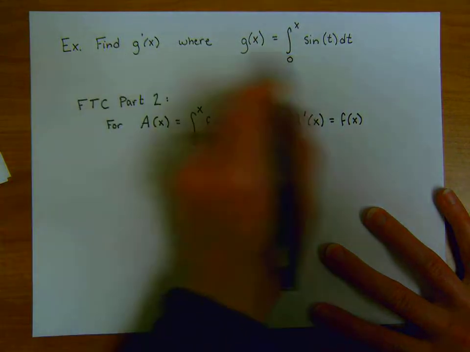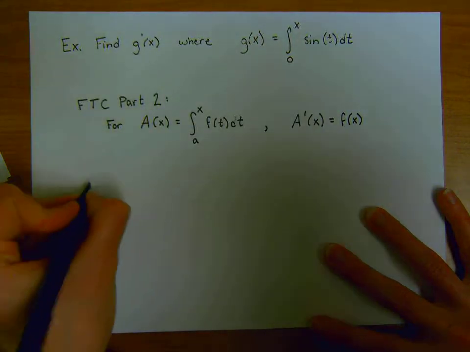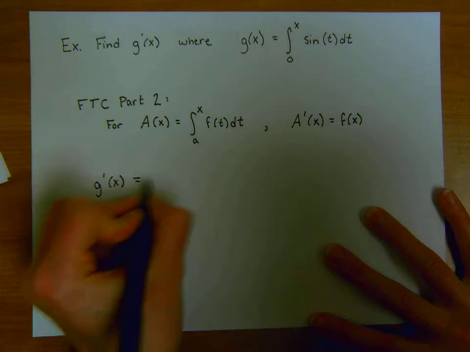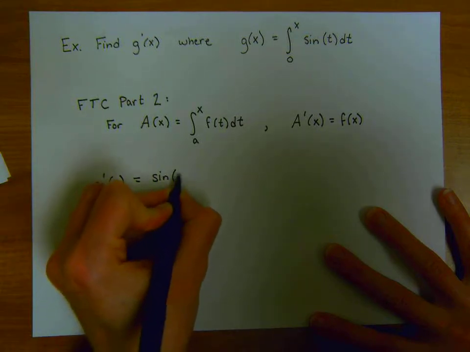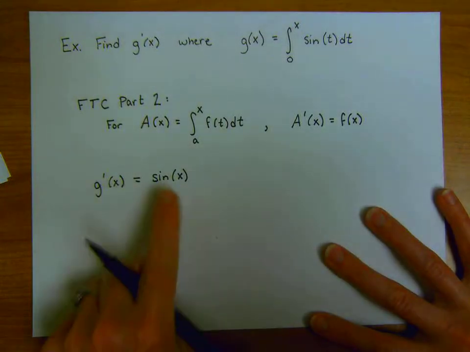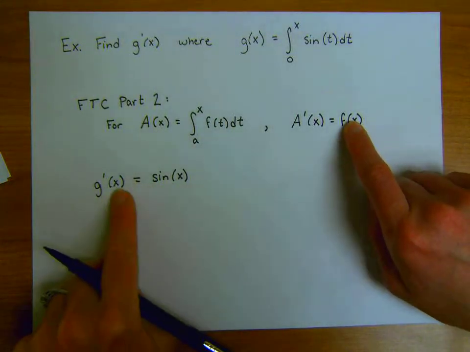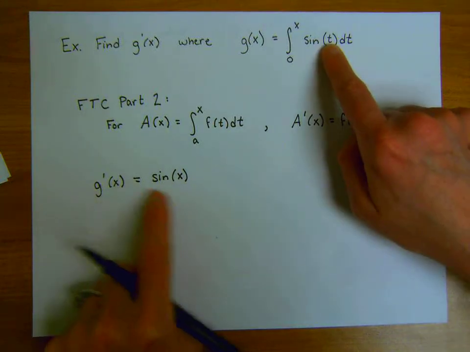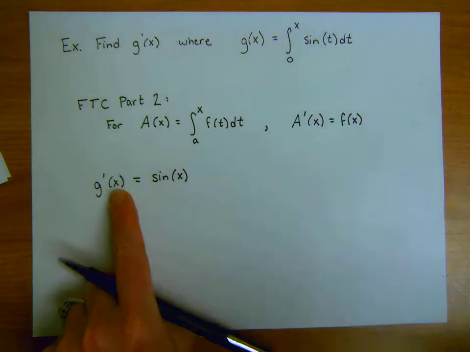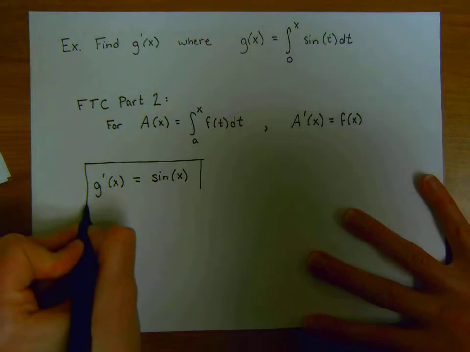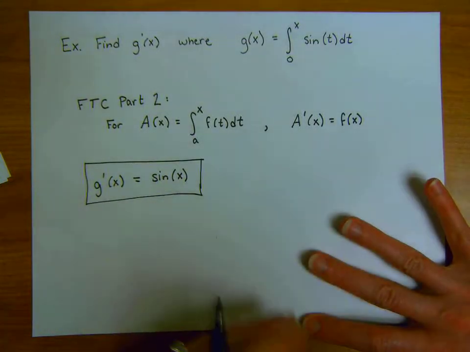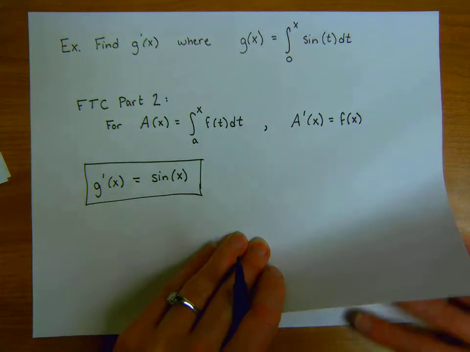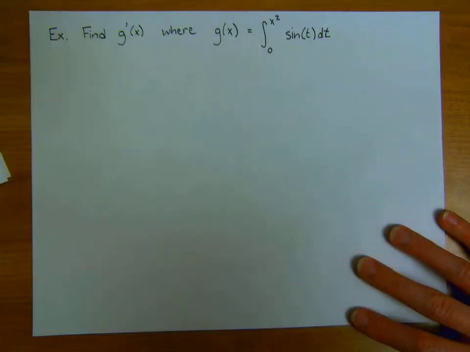So to apply the fundamental theorem of calculus part 2, we find that g prime of x is exactly sine of x, and we're done, because the derivative of an area accumulation function is the inner function evaluated at that variable. That was too easy, you say, and I say, hooray for too easy, right? It's just an application of the theorem. So let's look at something that's a little more difficult.